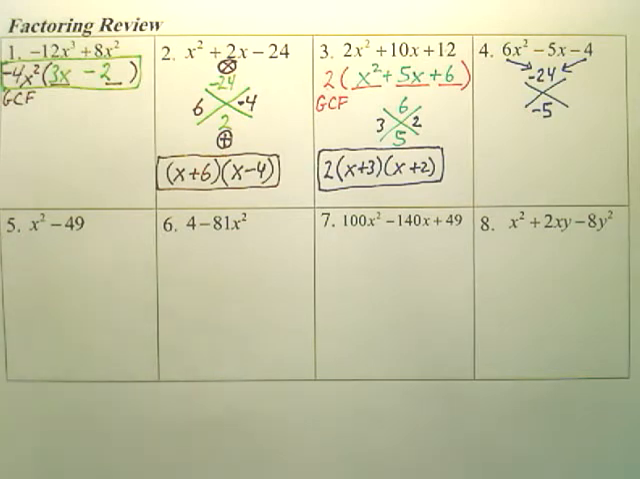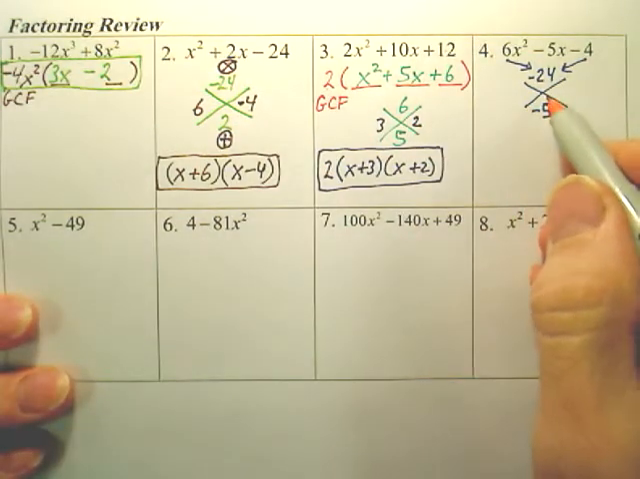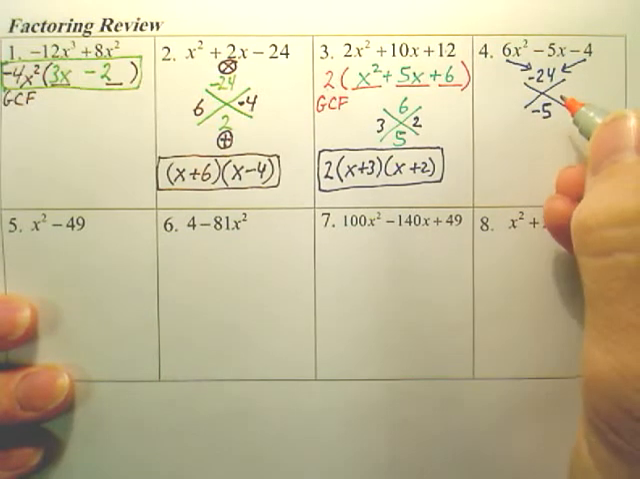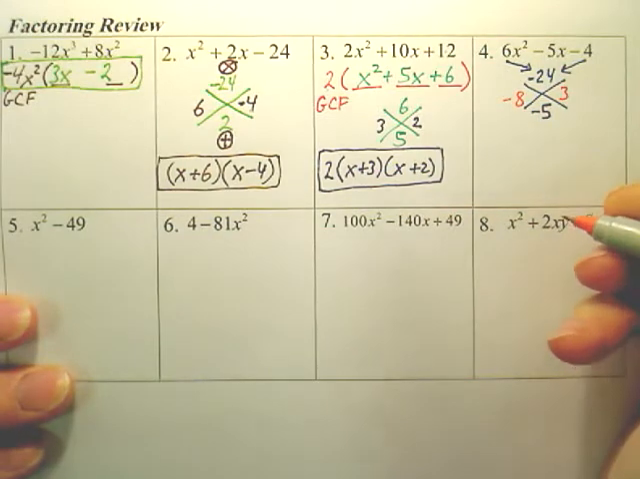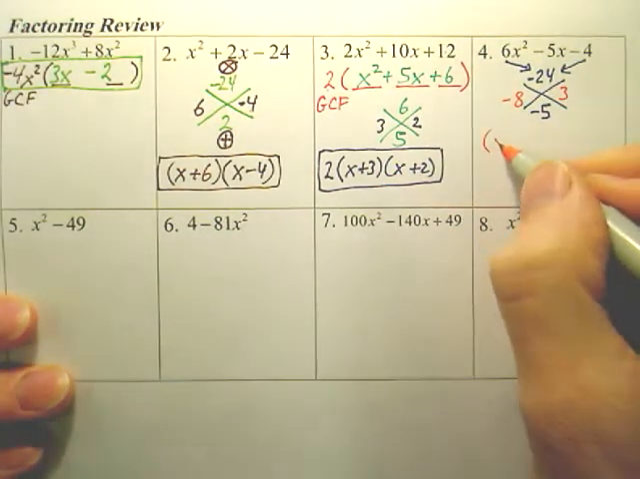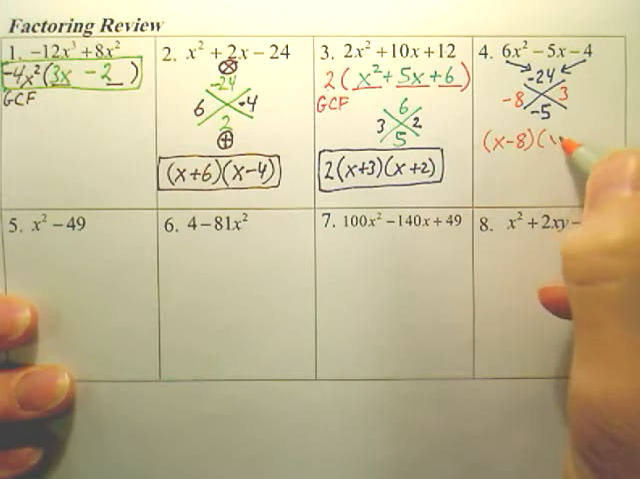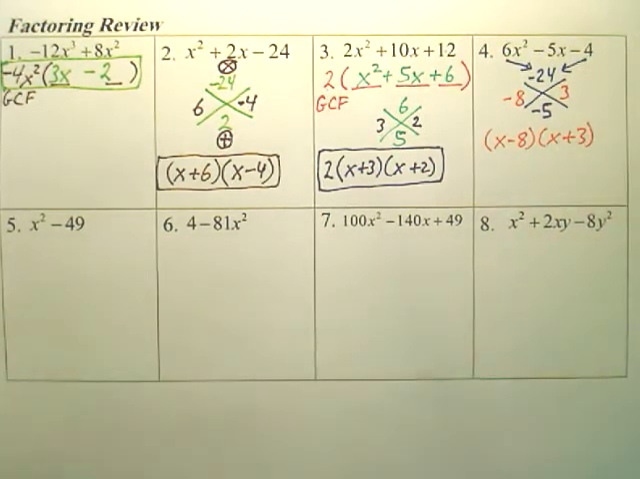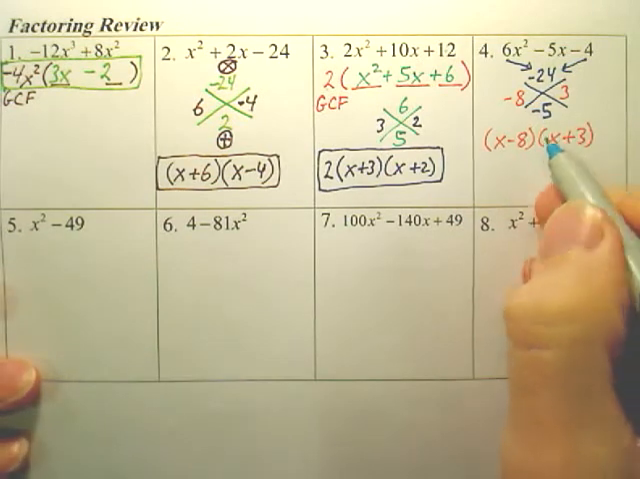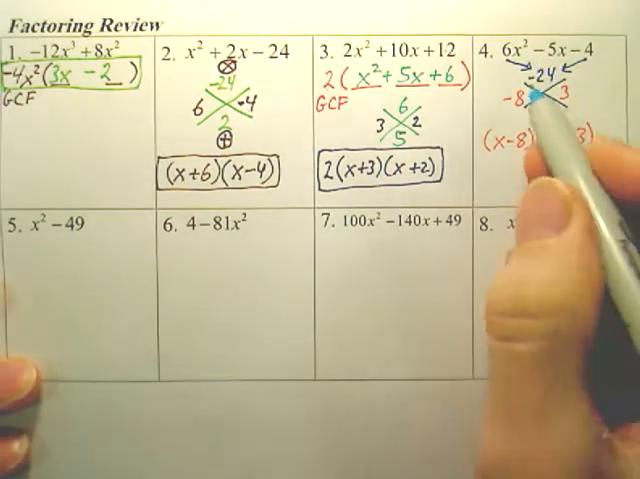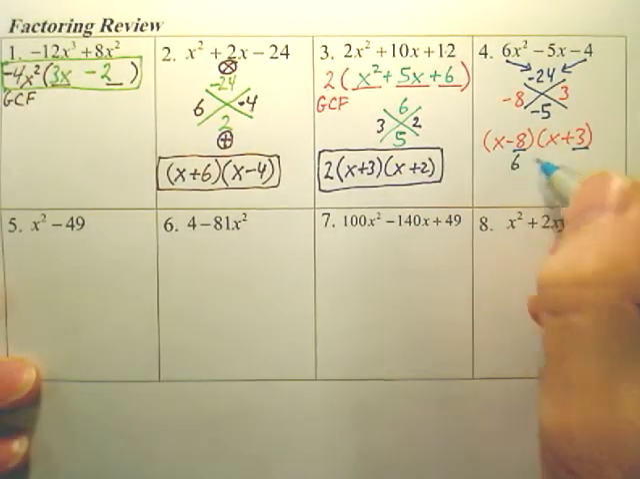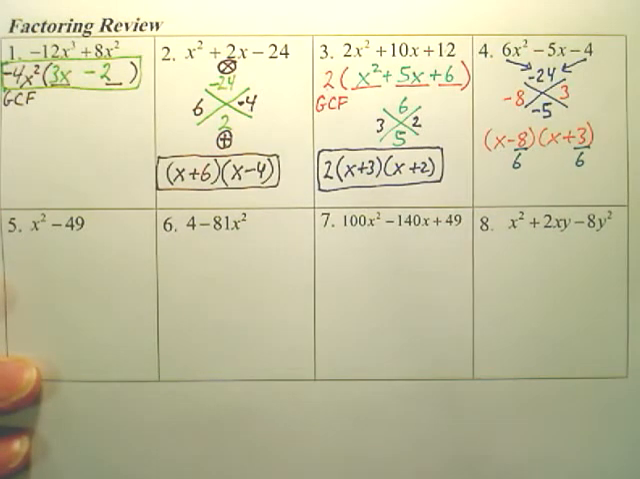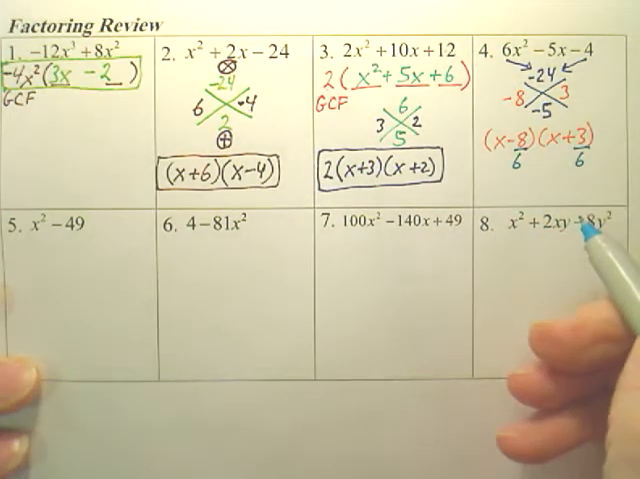Next, we're trying to think of two numbers, just like the previous ones, that multiply to get this and add to get this. And looks like it would be 8 and 3. Since that's a negative 5, it looks like it gives me negative 8. So what I have is x minus 8, x plus 3. I need to now get rid of the 6 that I multiplied in. So I divide both sides by 6.